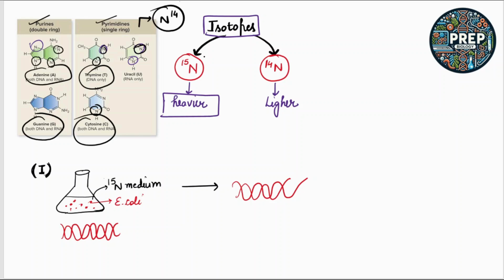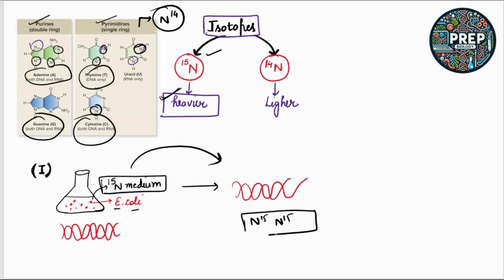So Meselson and Stahl took the N15 isotope of nitrogen, which is heavier than N14. N14 is lighter in nature and N15 is heavier in nature. Meselson grew the E. coli in the N15 medium, which is heavier than N14, and they found that the strands of the DNA are of N15 type. So this is generation 0.